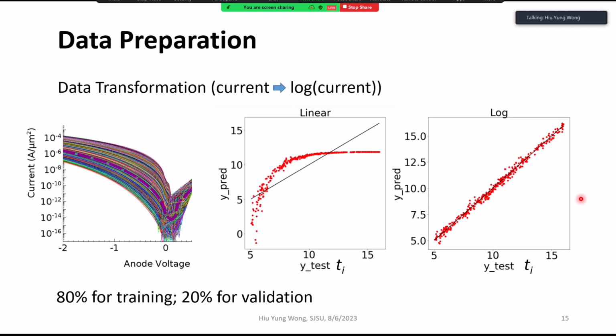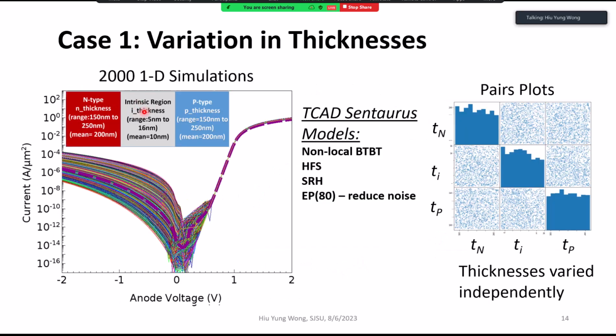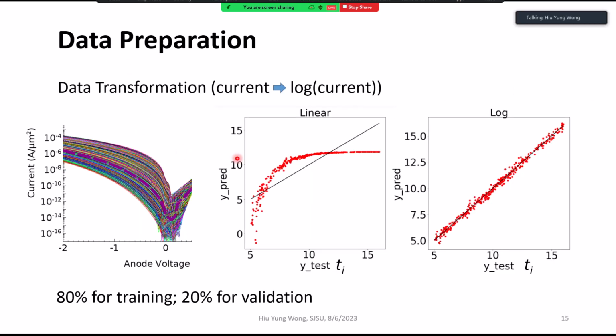We train the machine with 80% of the data for training, 20% for validation. This is just basically a freshman machine learning class exercise, right? So we try to predict the thickness of the intrinsic layer, which is the thickness from here. If we just dump in the data, you see that we cannot predict it well, right? For very thick thickness, you see that it predicts just flat out.